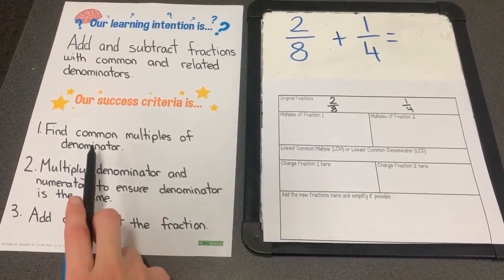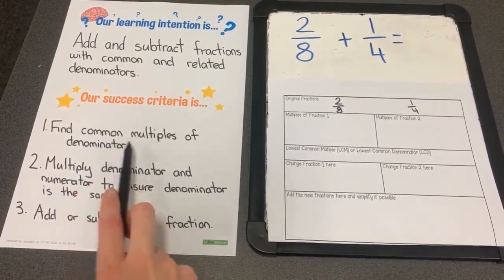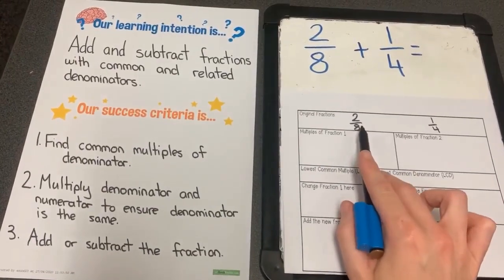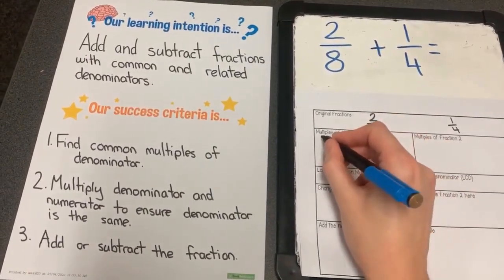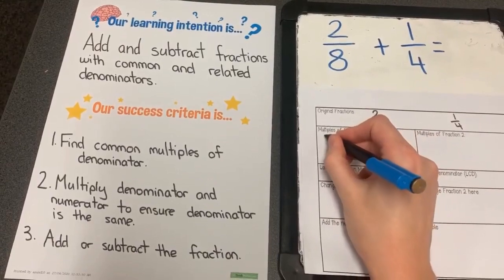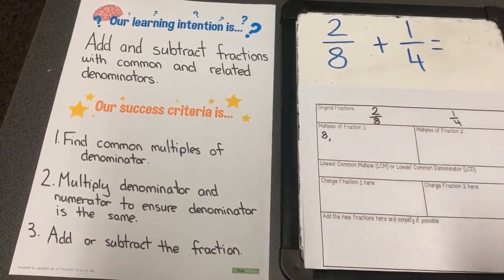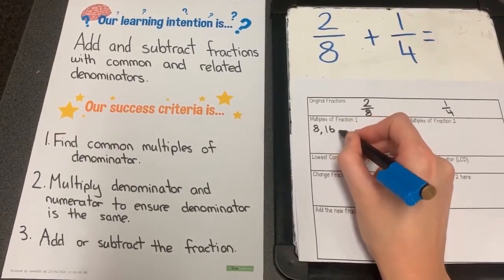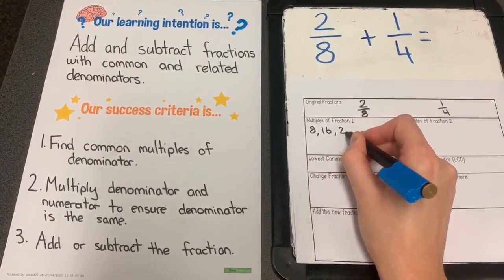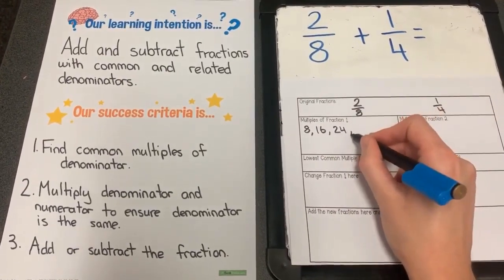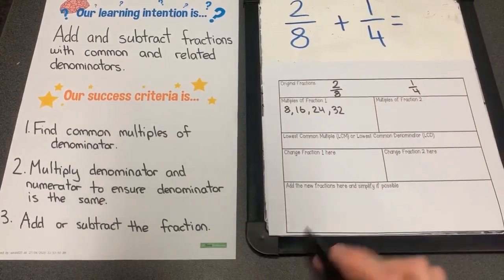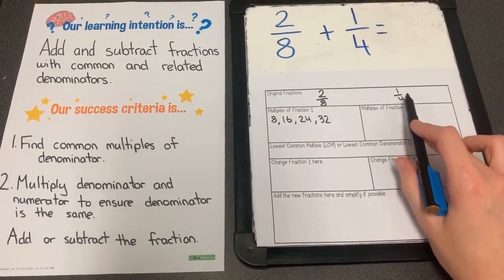Now our first success criteria is to find common multiples of the denominators. So a multiple of 8 is where we're going to write it here. So we're going to count up. We're going to go 8. If I add another 8, it's 16, 24, and 32. Okay? And I'm going to do the same for 1/4.